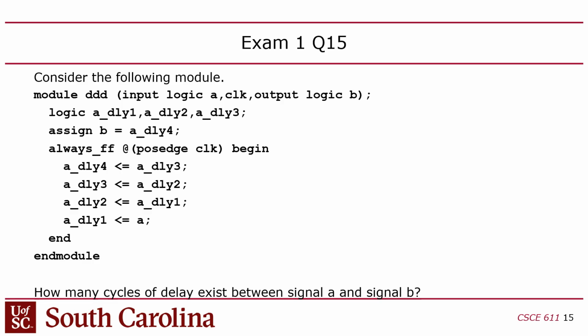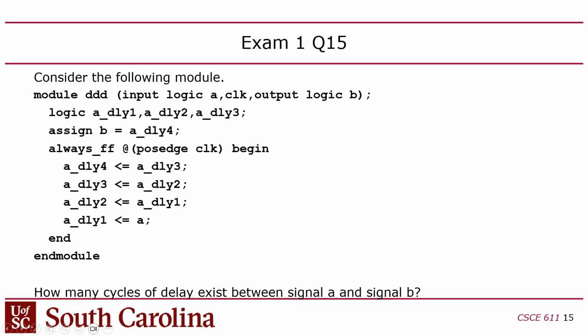And I think that's the last question. Yeah, and consider the following module. How many cycles of delay exist between signal A and signal B? So signal A, it takes 1 cycle to make its way into A delay 1. It'll take another cycle to make its way into A delay 2. A third cycle to make it into A delay 3. And a fourth cycle to make it into A delay 4, right? So there's 4 cycles of delay here.